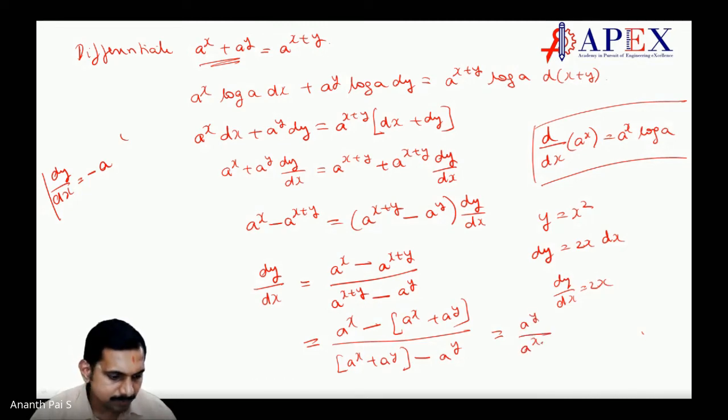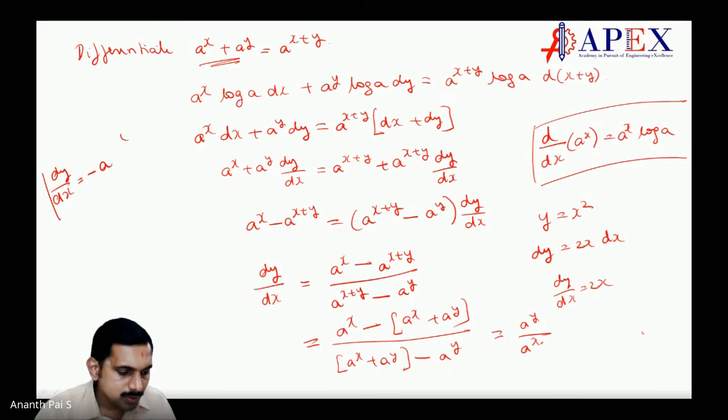Correct. So does it come as a minus there? No, right? It should give us plus only. Okay, let us see here. We did have some mistake. So a power x dx, then a power y dy by dx. A power x plus y into, yes, this is correct.